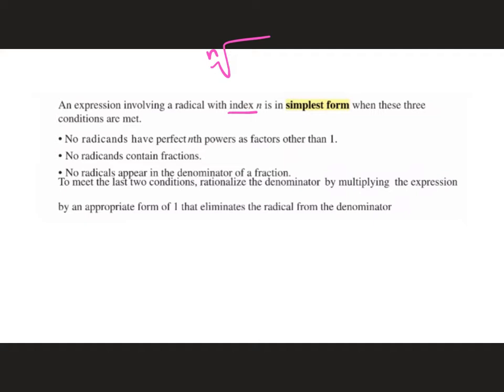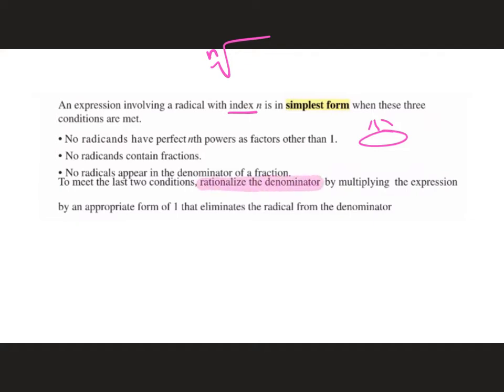met. So the first condition is no radicands have a perfect nth power as factors other than 1. So that means that we've taken everything out. So if we have something that we factor into, circle our groups of numbers, we've taken everything out that we can. So it's in simplest form when we've taken everything out that we can. No radicands contain fractions, and no radicals appear in the denominator of a fraction. So to meet the last two conditions, we have to rationalize the denominator.